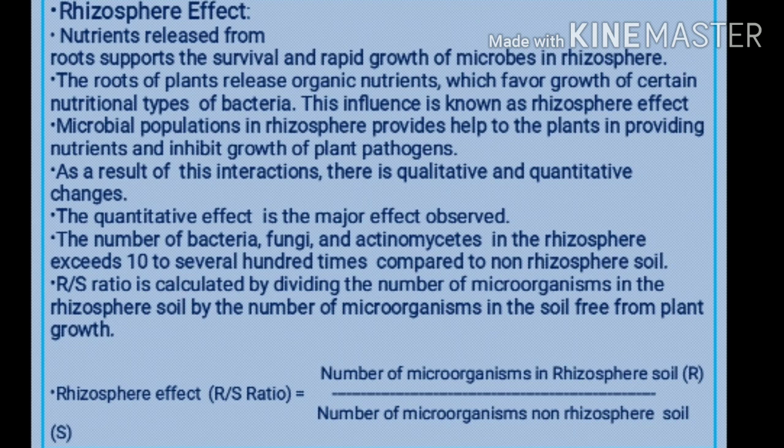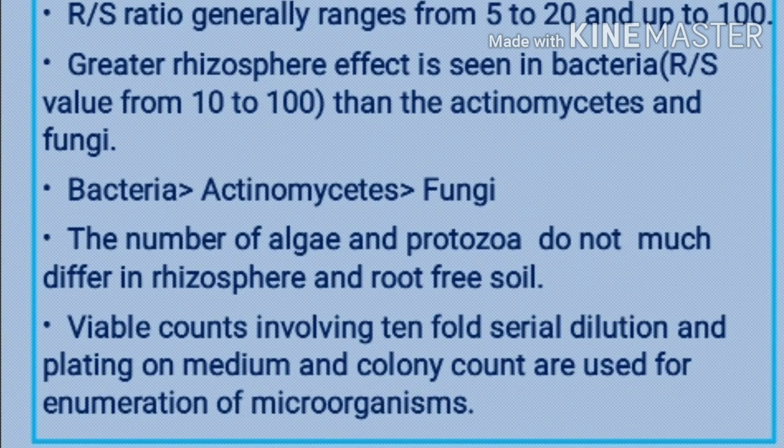So this ratio gives the quantitative effect of the rhizosphere. So the rhizosphere effect is equal to R by S, the number of microorganisms in rhizosphere soil divided by the number of microorganisms in non-rhizosphere soil. The R by S ratio generally ranges from 5 to 10, 20 and up to 100. Greater rhizosphere effect is seen in case of bacteria.